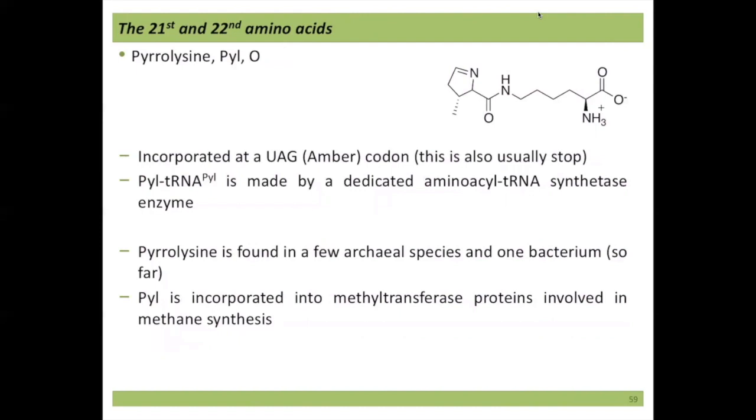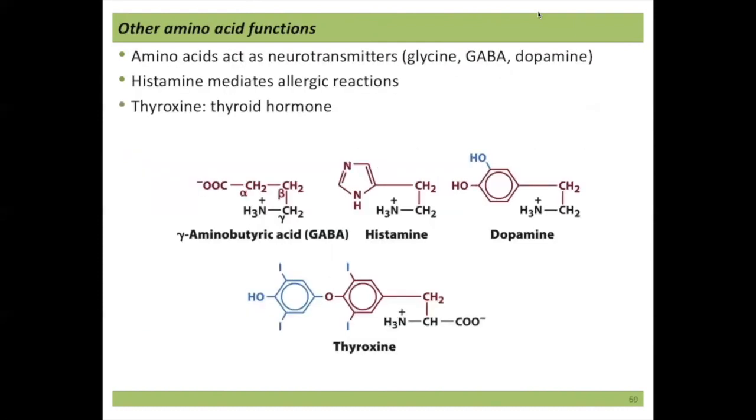And here's pyrrolysine. It's found in a few species of bacteria. So anyway, these aren't very common, so we'll just focus on the 20, but there are some organisms out there that are rewriting the genetic code and including other amino acids. But those 20 amino acids are fairly consistent among all organisms.